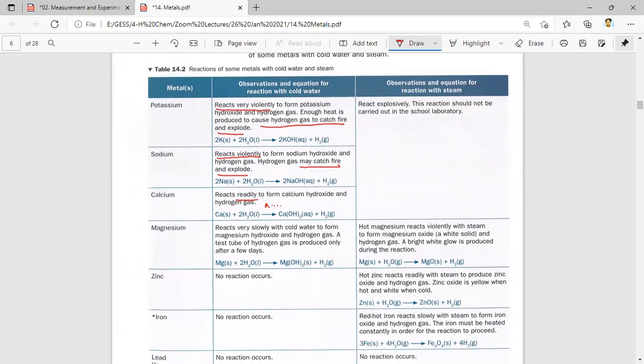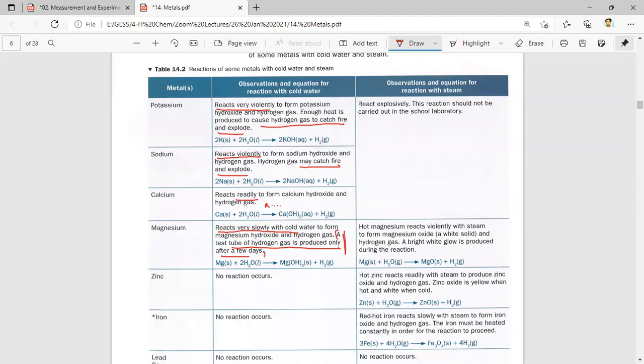And lastly, magnesium. Out of the metals that they are testing, magnesium actually reacts very slowly with cold water. Even worse, they want to show you how slow it is, right? Because it's so slow, they say a test tube of hydrogen gas is produced only after a few days. This actually elaborates on how slow it is.